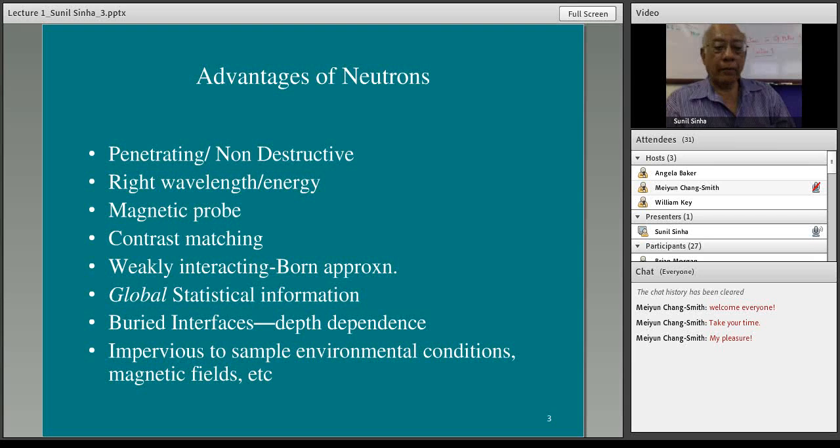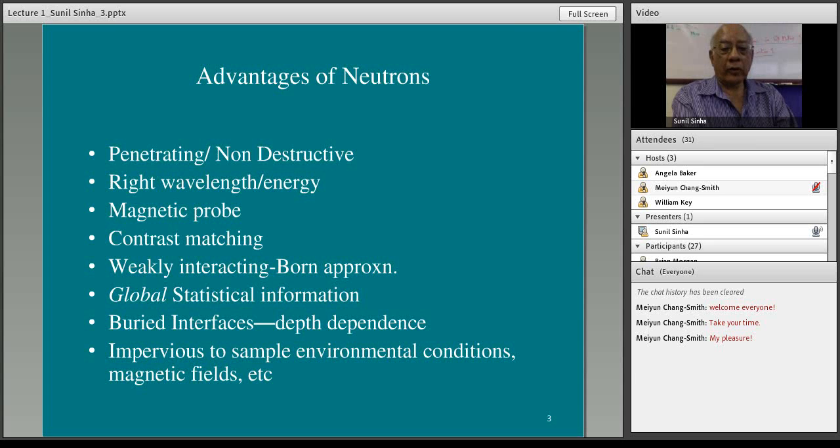Finally, as you probably know, it's complementary to many other structural probes, such as the scanning probe microscopies, like STM, AFM, and so on. The difference is that a scattering experiment gives you global statistical information, so you don't have to go into all the images and select or digitize them and then analyze them. It gives you that global statistical information in one shot. It doesn't, of course, produce pictures.